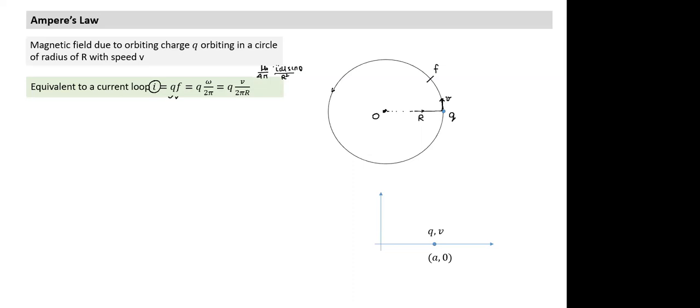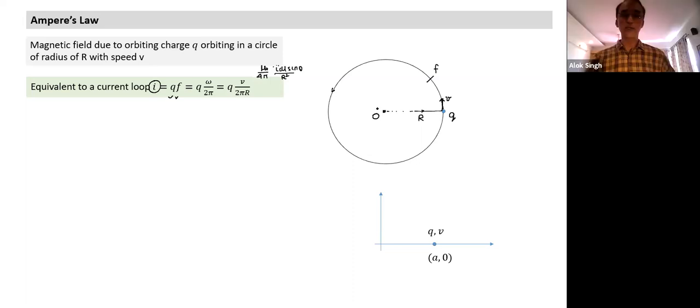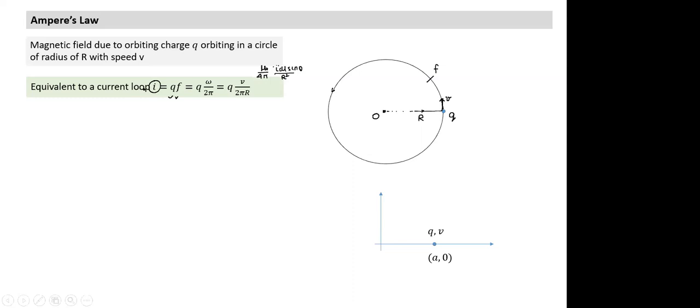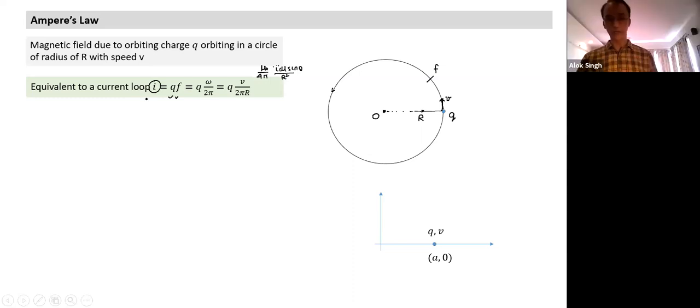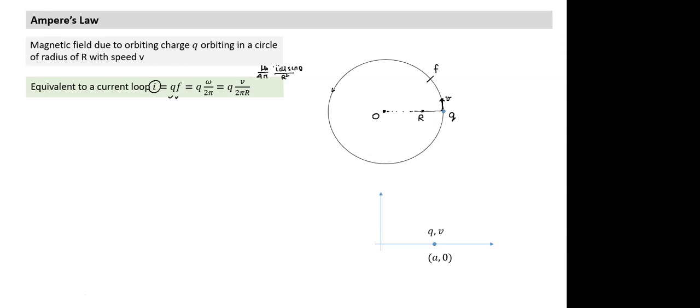Yeah, we did. See, any circular moving charge is a current. This orbiting charge was a homework question, I guess. Yes, an orbiting charge is equivalent to a current loop. That's what I said. Have we discussed this one? Orbiting charge is equivalent to current? Yes, so this we did. And this is again a reminder.